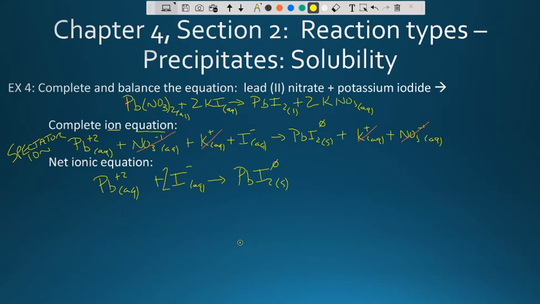If you balance charges first, then that usually cleans it up. Notice I didn't just automatically carry that 2 down because that can throw things off. There is my net ionic equation. Okay, so it's just a matter of going through the steps.